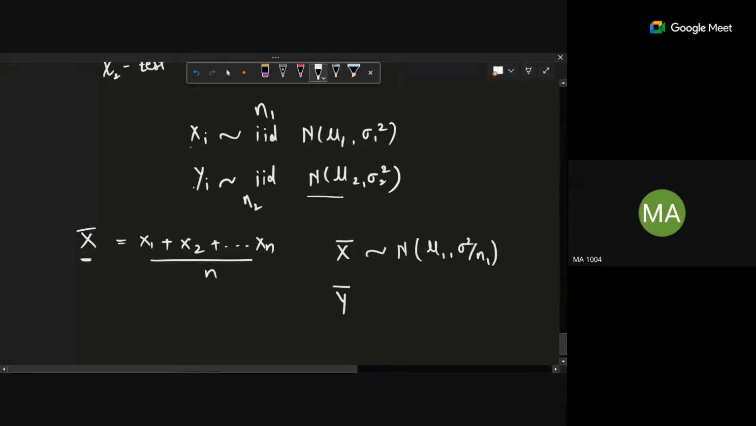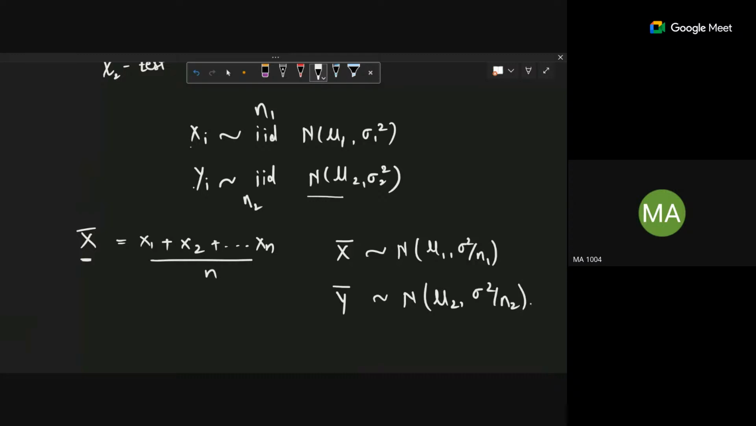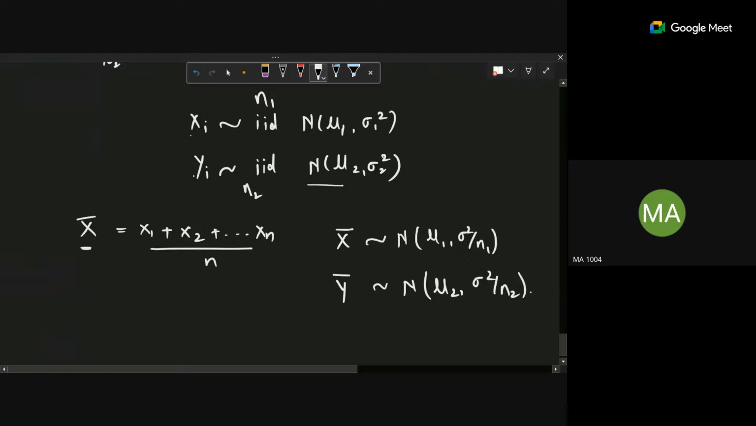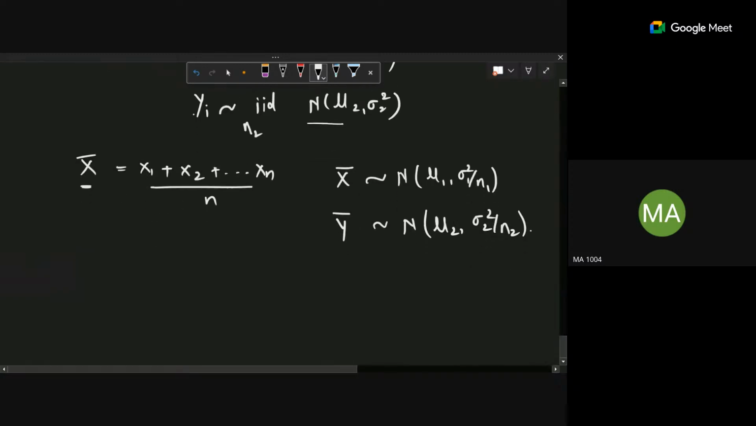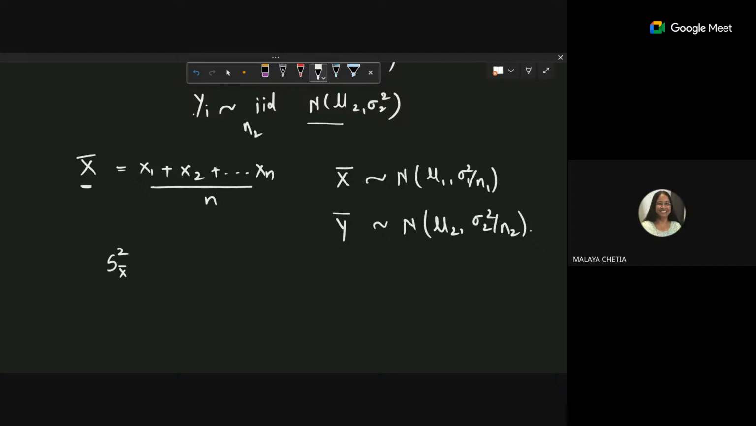Similarly, y bar will be normally distributed with mean mu2 and variance sigma 2 square by n2. Now the question will arise, what are we going to check? X bar, y bar are known to us. Let's just check what will be s x bar square. What do you mean by s x bar square? It will be the variance for this sample, right? Yes, ma'am.